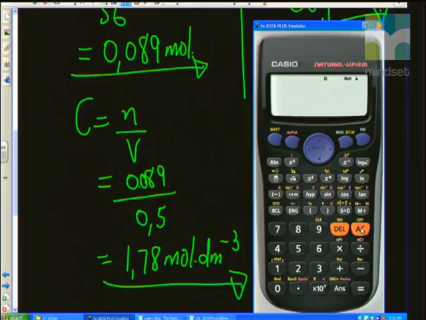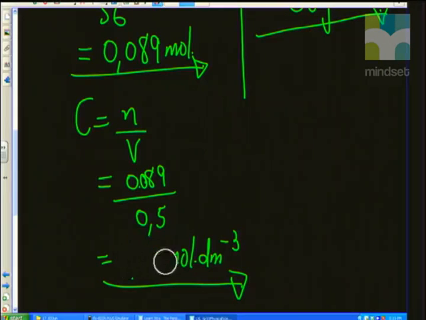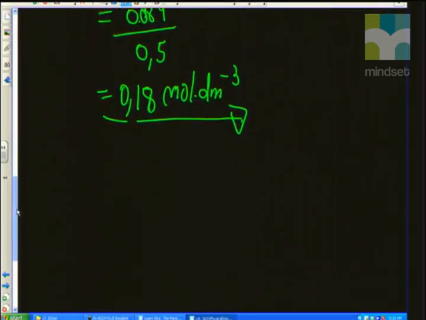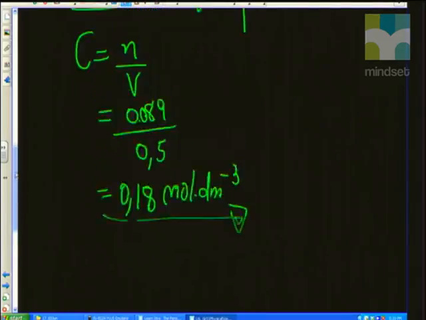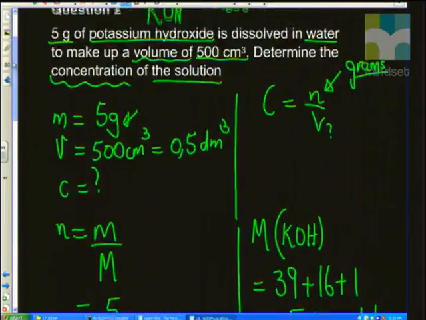So instead of 0,89 it is 0,089. We divide that by 0,5. And what do we get? We're getting it to be 0,178. So the answer is 0,178, of course, mole per cubic decimeter. So we have found the concentration here, and therefore we have answered this question here.